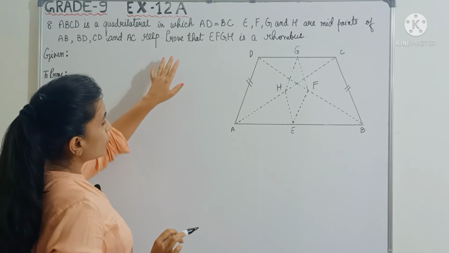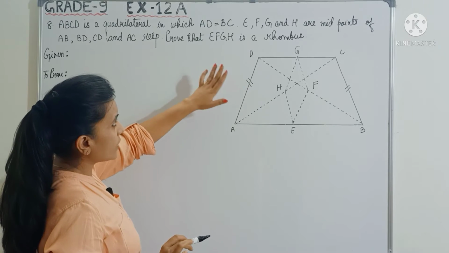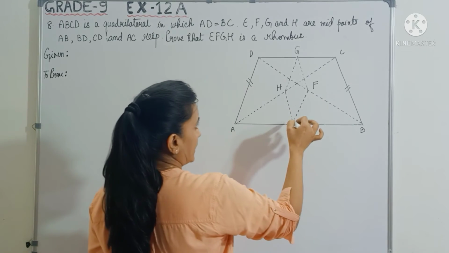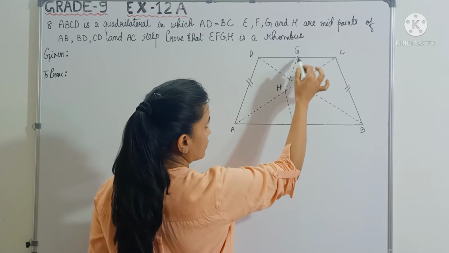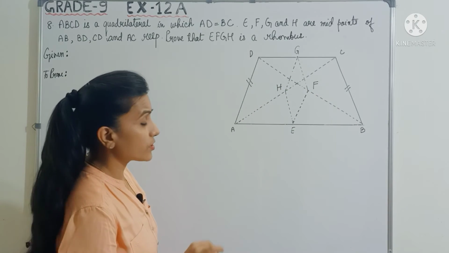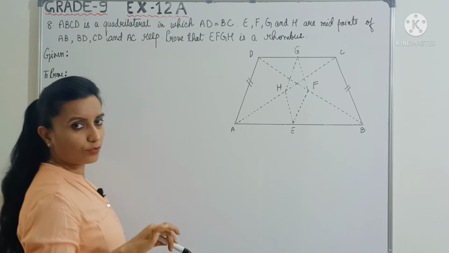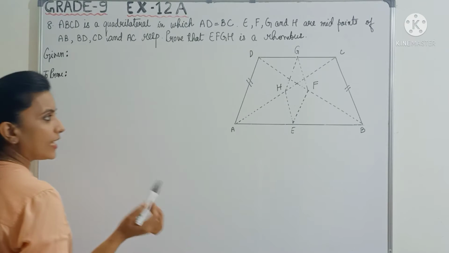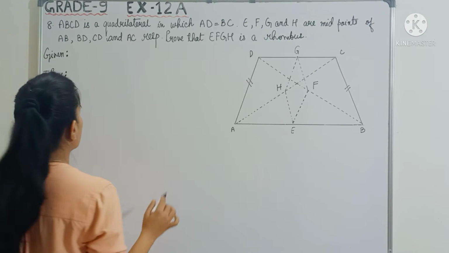Alright. Now you have to show that EFGH is a rhombus. So EFGH, this is a rhombus. This you have to show. Alright, I hope the question is clear. First write down the question, first write down the given and what you have to prove, and then we'll think about how to prove it.